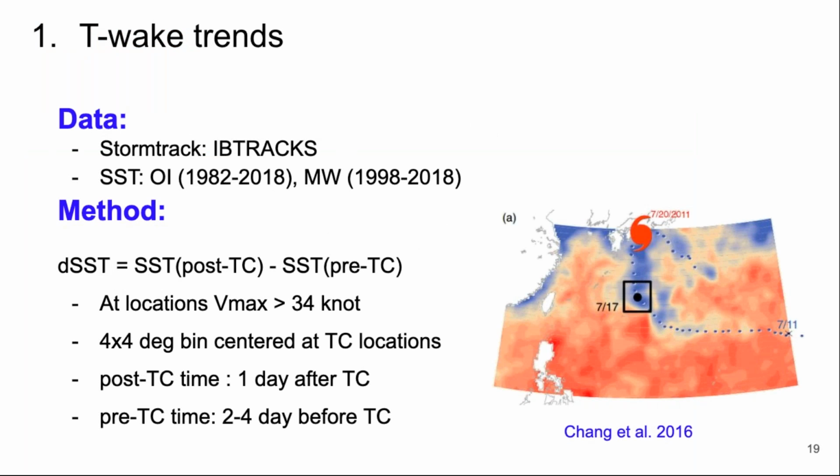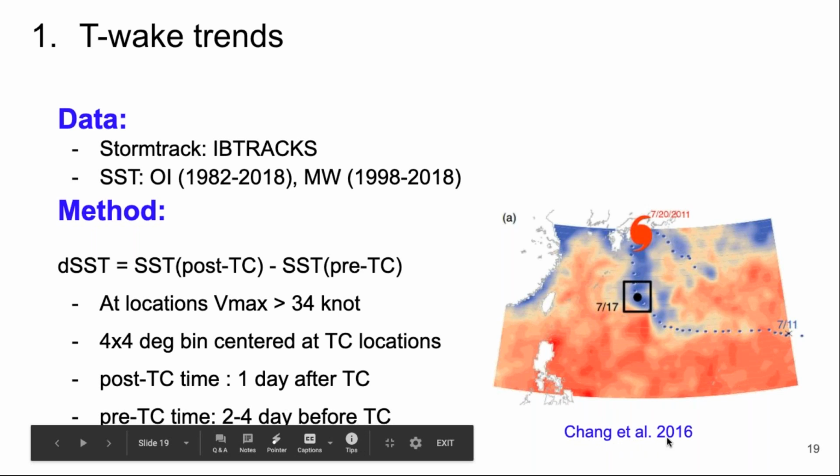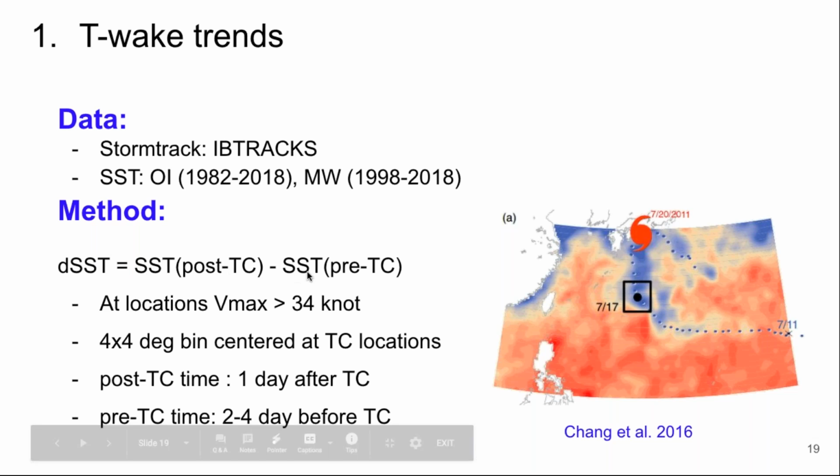To find out if there is a cold wake trend at global scale, we use IBTrACS data, and we use satellite SST data, OISST, which is available since 1982. And we also use microwave SST data to cross-validate with OISST data. And the method is simple. We adopt the method from Chang in 2016. So the SST cooling is the SST post-TC minus the SST of the pre-storm.